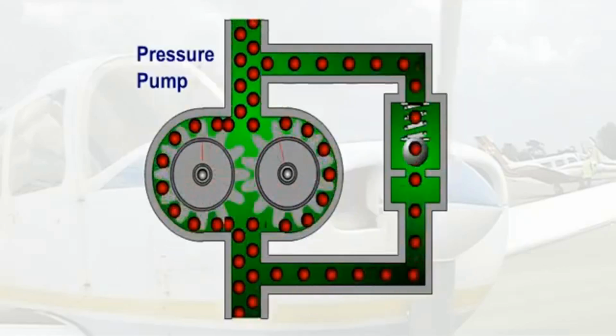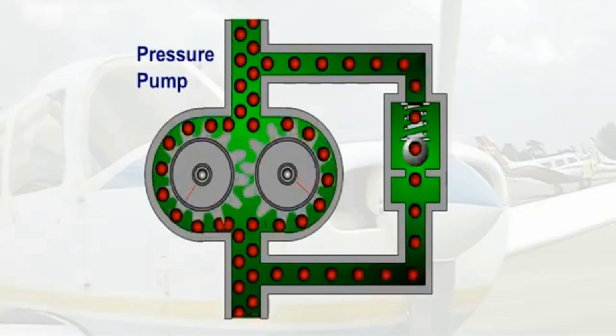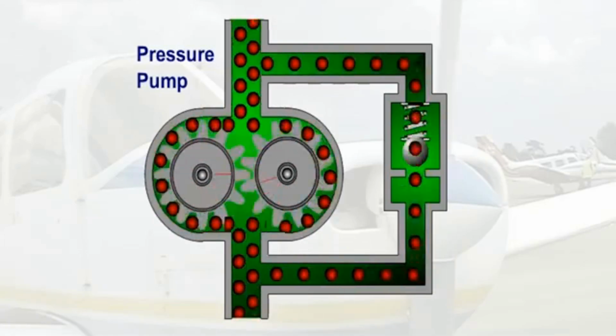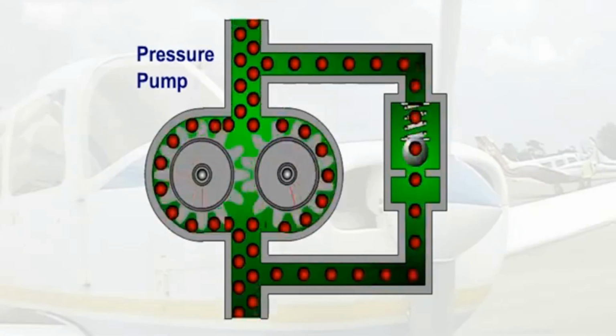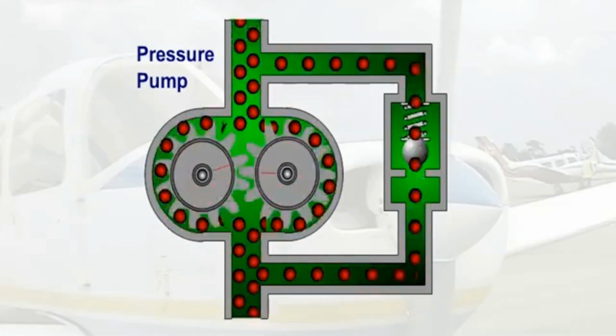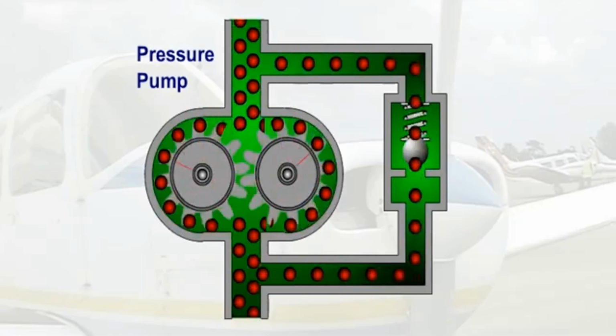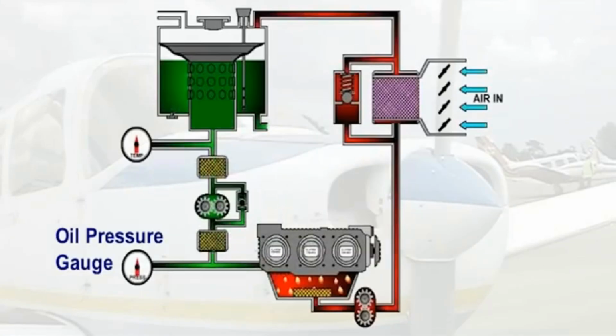The pressure pump consists of two deep-toothed spur gears rotating in a close-fitting pump casing. It's fitted on the accessory casing and is driven from the crankshaft by gears. Oil pressure is sensed at the outlet of the pressure pump.